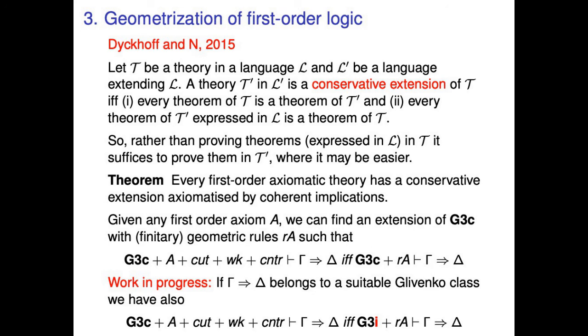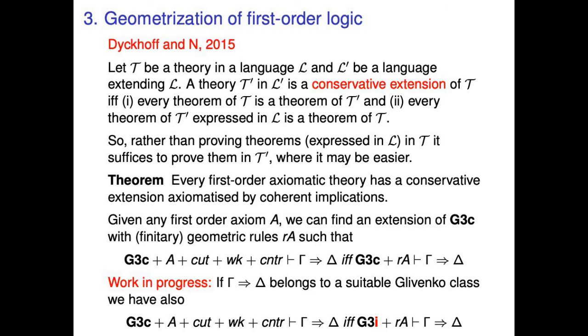The reason for wanting a conservation result is that instead of proving results in the smaller theory, it can be convenient to prove them in the larger one. And then the conservation result says that this is not restrictive. The geometrization result says that every first order axiomatic theory has a conservative extension which is axiomatized by coherent implications.